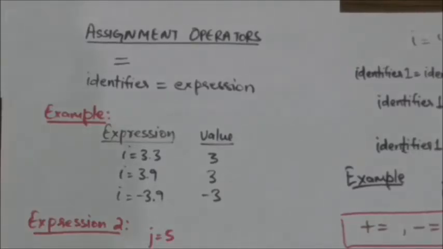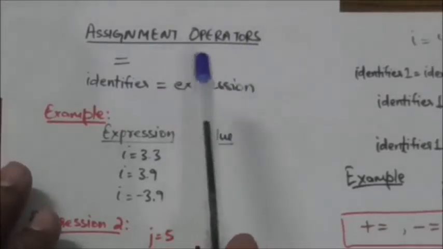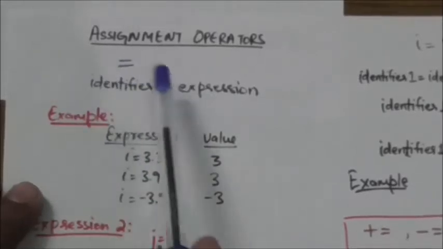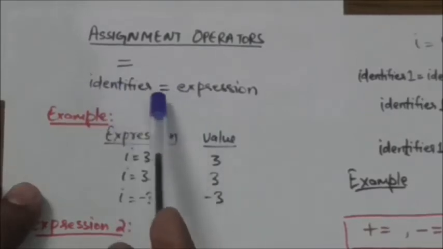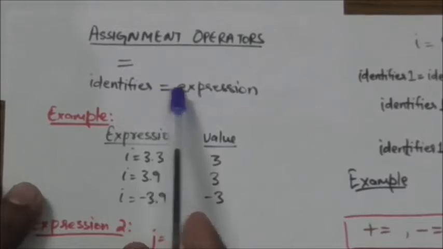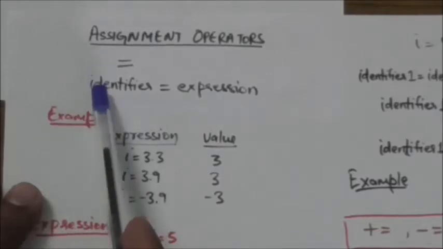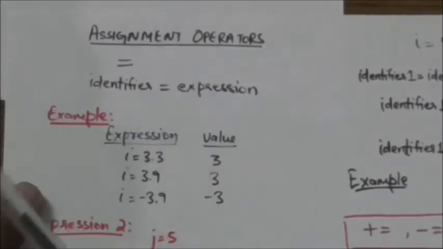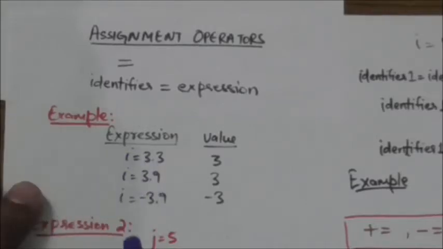Hello friends, welcome back. In this tutorial we will study about assignment operators in C. So this is the symbol for the assignment operator. Then the assignment expressions which use this operator are written in this form: identifier, then this assignment operator, and then expression. Here identifier generally represents a variable and expression represents a constant, a variable, or a more complex expression. Assignment expressions are often referred to as assignment statements since they are usually written as complete statements.